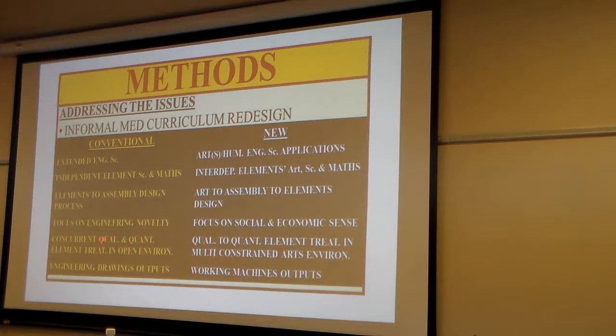Normally, it is treated qualitatively and quantitatively at the same time. But right now, we first deal with the quality of the elements, then move to the quantitative treatment in a multi-constrained arts environment. In other words, for example, look at economics, look at safety, look at environment protection when we are designing.